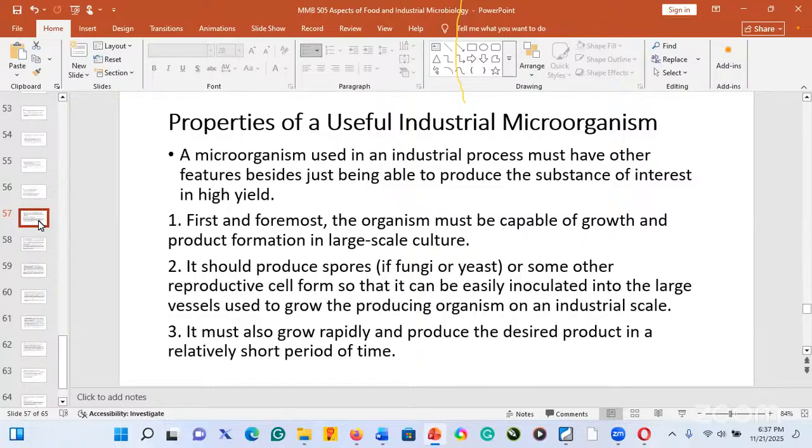Secondly, this organism should produce spores. If it's a fungus or yeast, you should be able to produce spores or some other reproductive cell so that it can be easily manipulated in vessels to grow on an industrial scale. It should be an organism that is actively and fast multiplying, not one with slow growth. And of course, the organism will be able to grow rapidly and produce the desired results in the industry in a very short time.